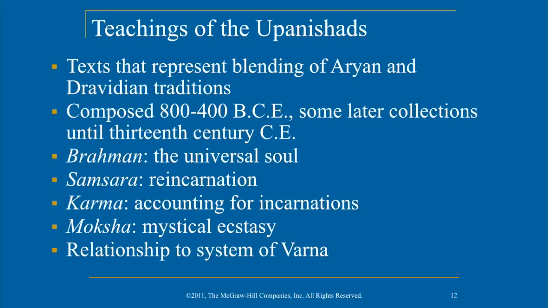Next, we have the teachings of the Upanishads. These are texts that represent a blending of Aryan and Dravidian tradition. They were composed around 800 to 400 BCE, and some later collections go all the way up until the 13th century, so they're writing this for thousands of years. What they highlight is a couple of different things, or at least four specific things. First is the Brahman. This is the universal soul.